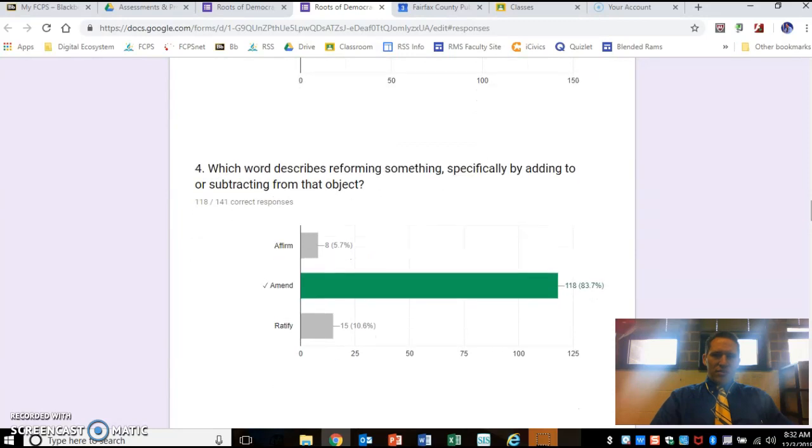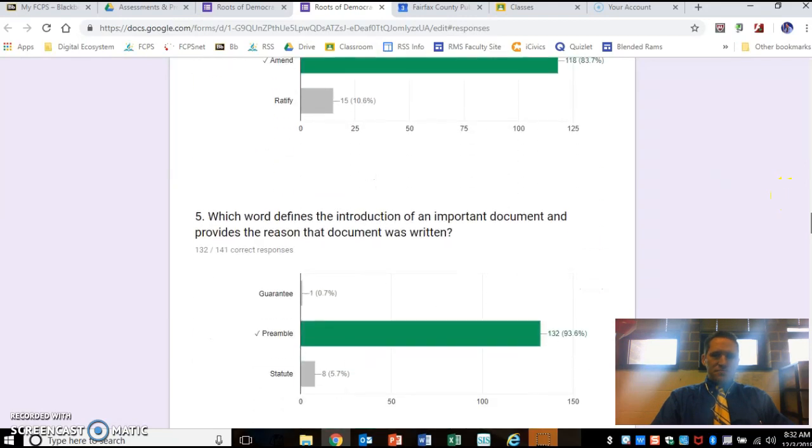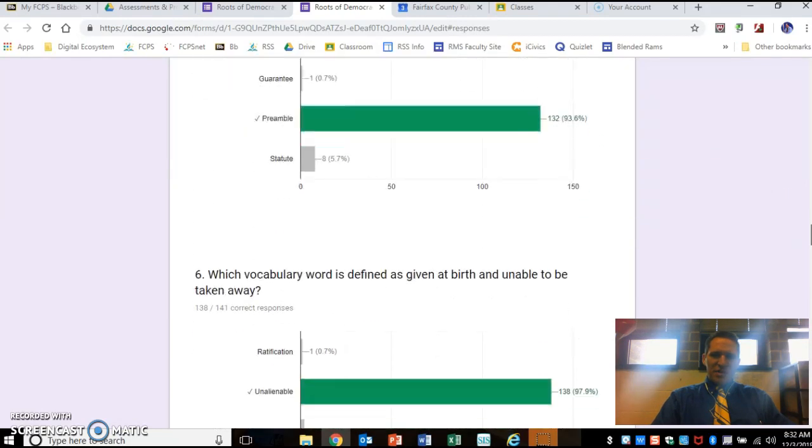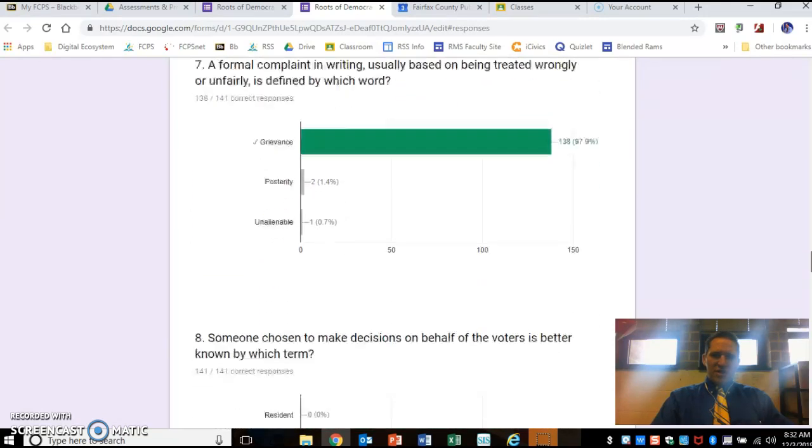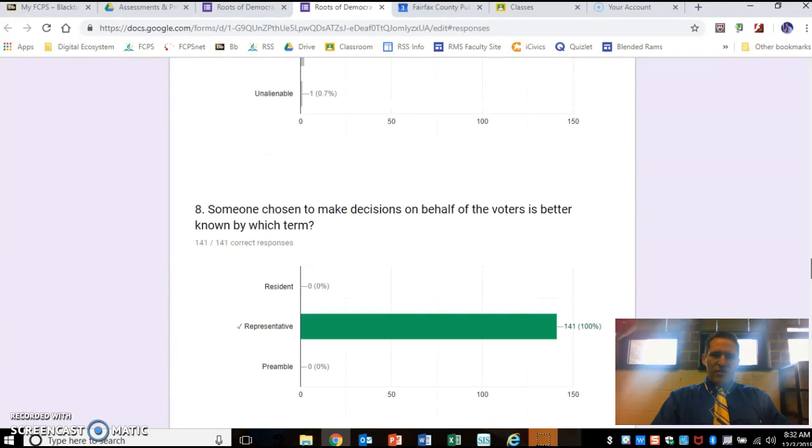Number four was a little bit of a tough one here, and the difference between some of these terms. When you think of amend, you think of an amendment, and an amendment is an addition or a change to the Constitution by adding something. So that's what it means to amend. Number 5 was pretty good, 93, almost 94%. Number 6 was great. Number 7 was great as well. Number 8, everyone got right.